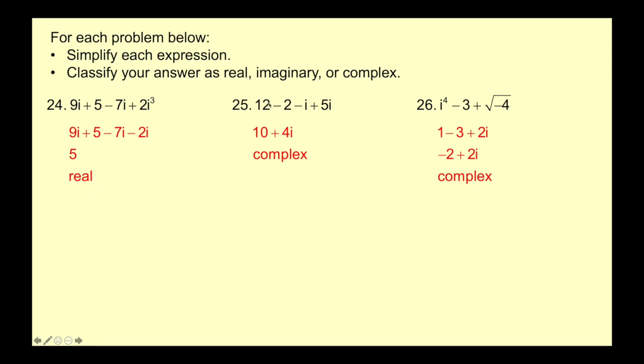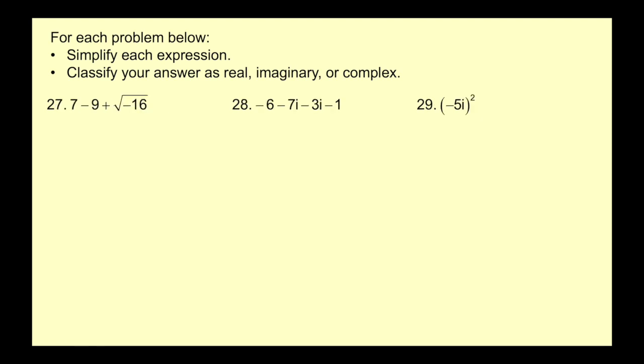For 25, I don't have any exponents to worry about here on the i's, but I do have to combine 12 and negative 2 to give me 10. And then negative i and 5i will combine to give me 4i. Again, because I have a real part and an imaginary part, this is going to be considered complex. And then for 26, i to the fourth is going to be 1. Then I keep this as a minus 3. And then the square root of negative 4 is going to become 2i. From here, 1 minus 3 will combine to give me negative 2, and then I still have 2i. And because I have a real part and an imaginary part, that is going to be complex.